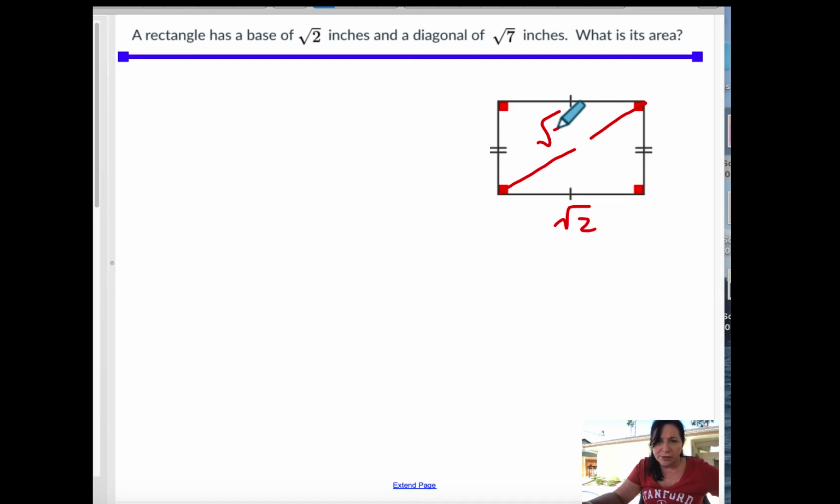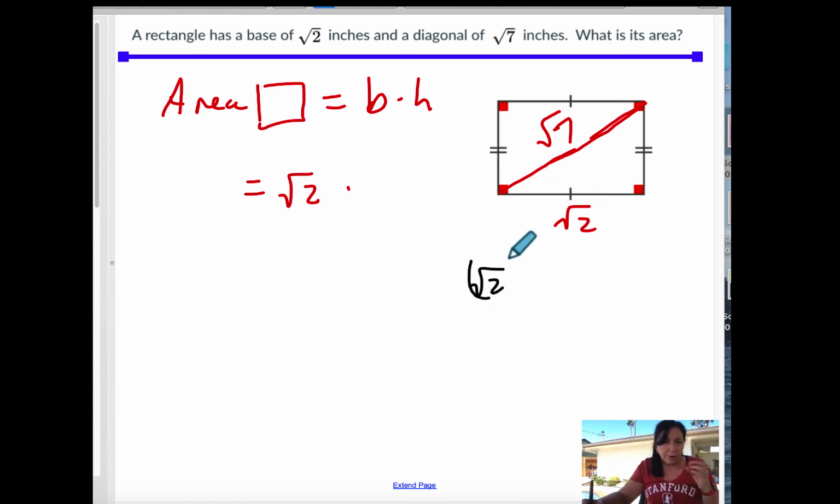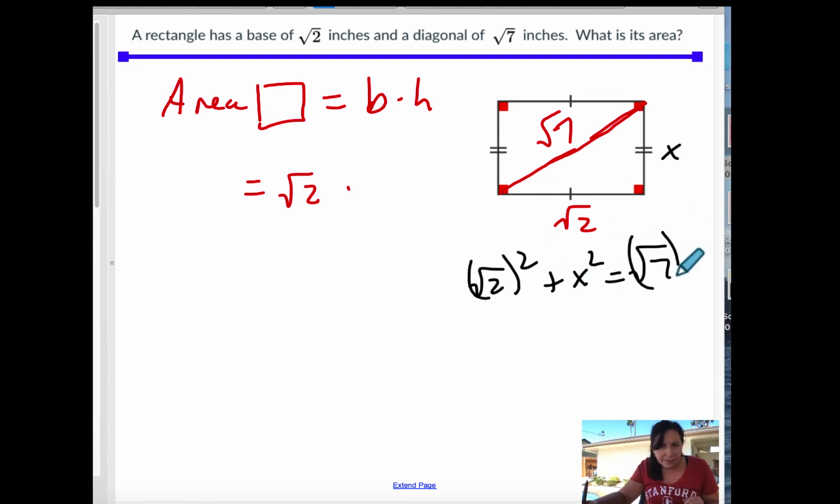Rectangle's area, and we've already talked about this, but for a rectangle where we know the base and the height are perpendicular, the formula is base times height. I do have the base, so I do have root 2, but I still have to multiply by my height, which I don't have. But I can use the Pythagorean theorem and say the square root of 2, or 2 squared, plus, we'll just call that side x, squared is equal to the square root of 7 squared.